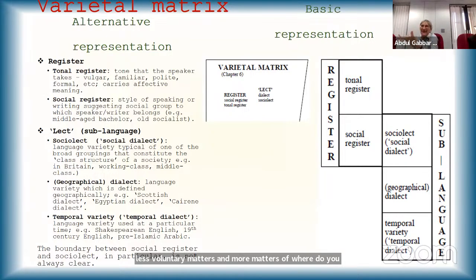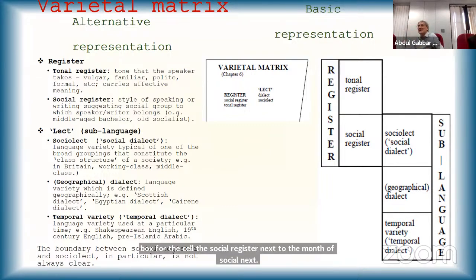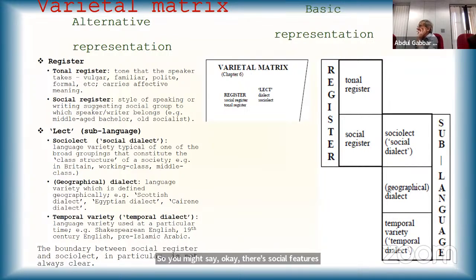But then Harvey and Higgins say, well, okay, maybe sometimes sociolect, social register, it's not very clear if it's one or the other. So I attempted to accommodate that by putting the cell for social register next to the one for sociolect. So you might say, okay, there's social features. You've then got geographical dialect, and that works very well for European countries, actually, where you think, okay, people in the north of England speak in a certain way.